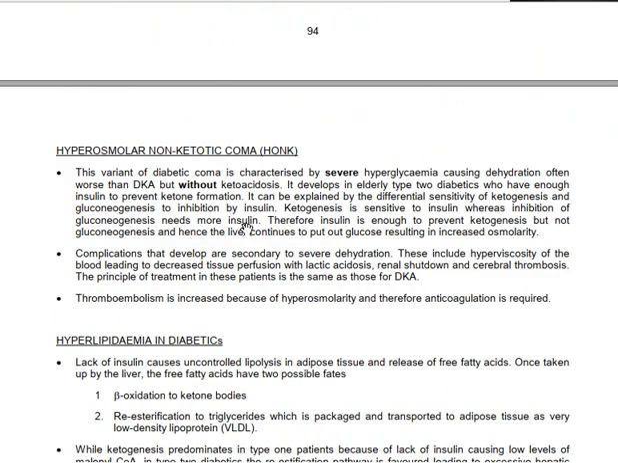Now, hyperosmolar non-ketotic coma is the next acute disease that you're going to visualize here.